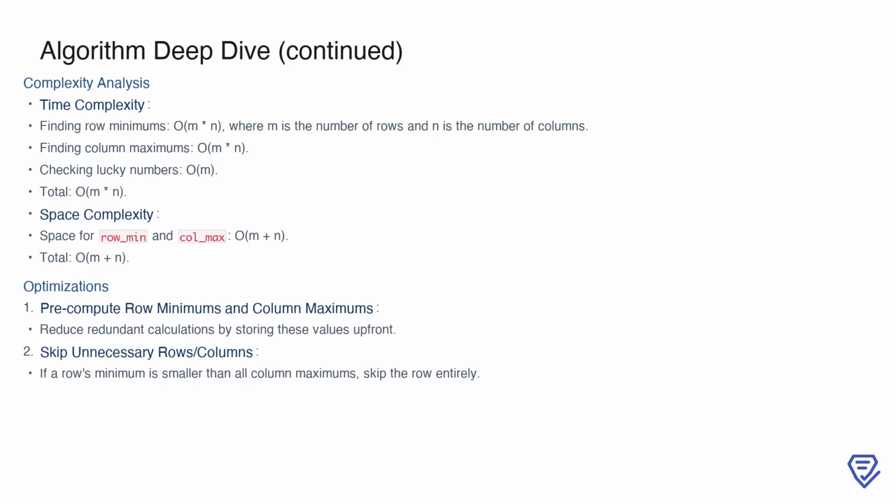To optimize further, we can pre-compute the row minimums and column maximums to avoid redundant calculations. Additionally, we can skip rows entirely if their minimum values are smaller than all column maximums, which reduces unnecessary comparisons. These optimizations ensure the algorithm is efficient even for larger matrices.